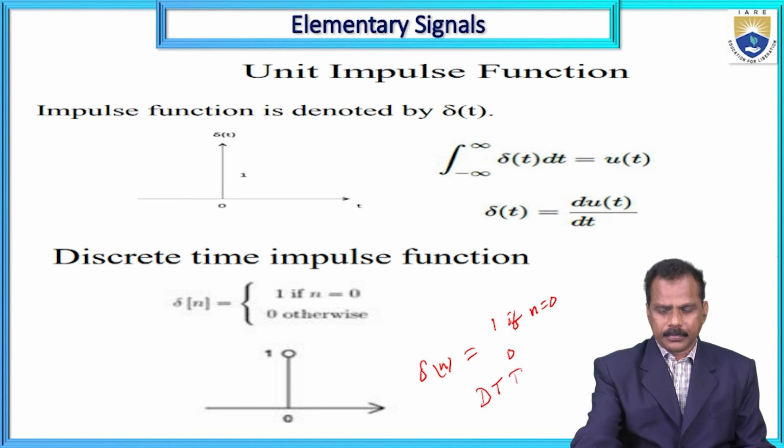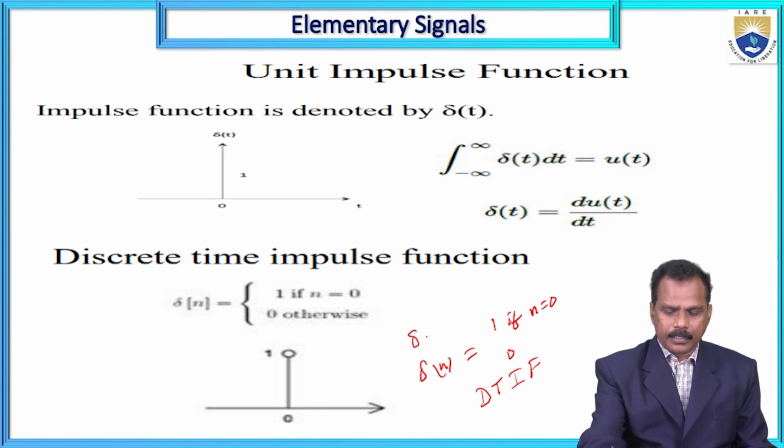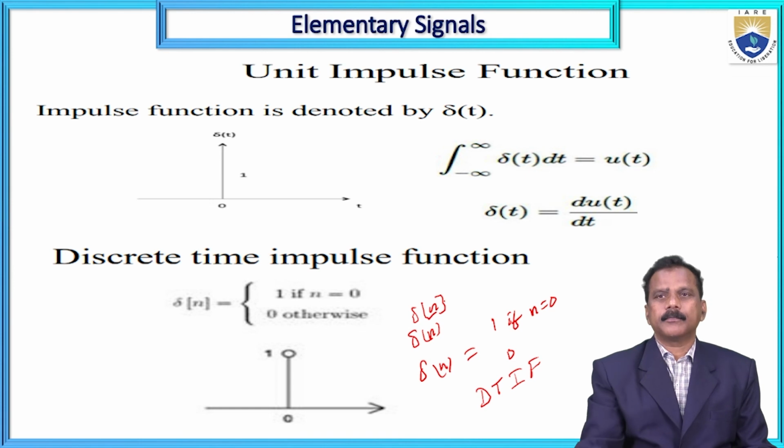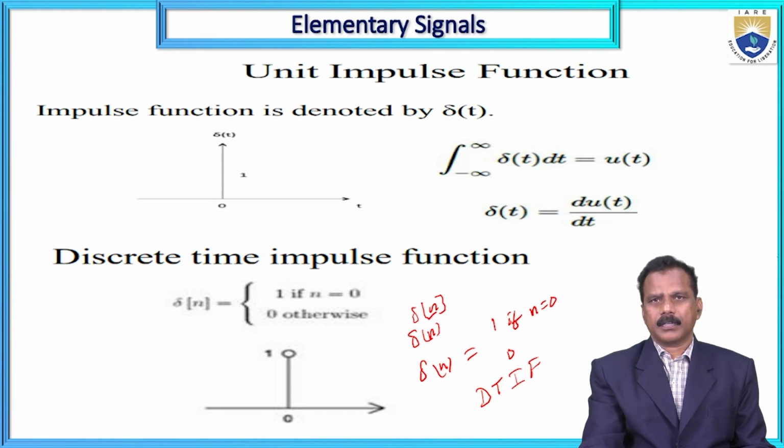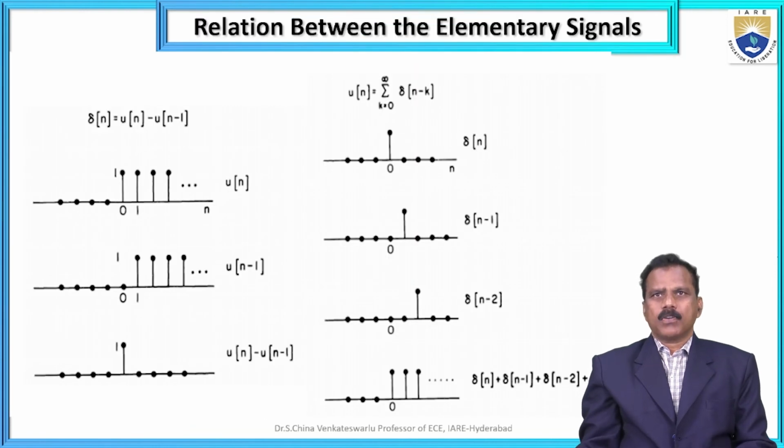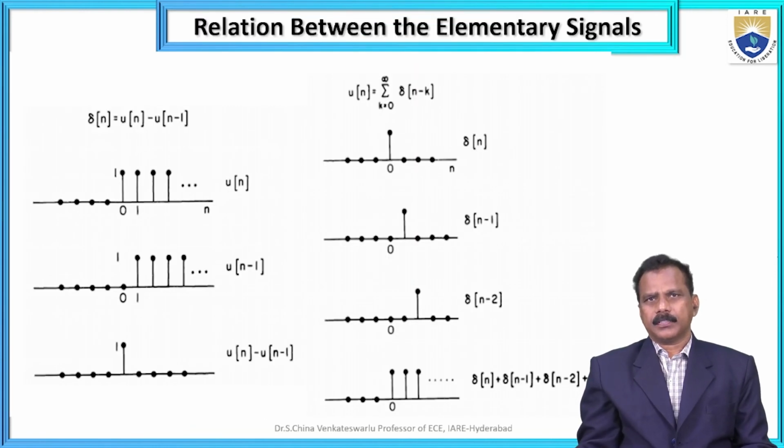Like this, the discrete time impulse function, whether delta of t is a continuous time signal or delta of n is a discrete time signal, varies based on the signal type. The discrete time impulse function is 1 if n is equal to 0, otherwise 0. Like this, there is a relationship between elementary signals.